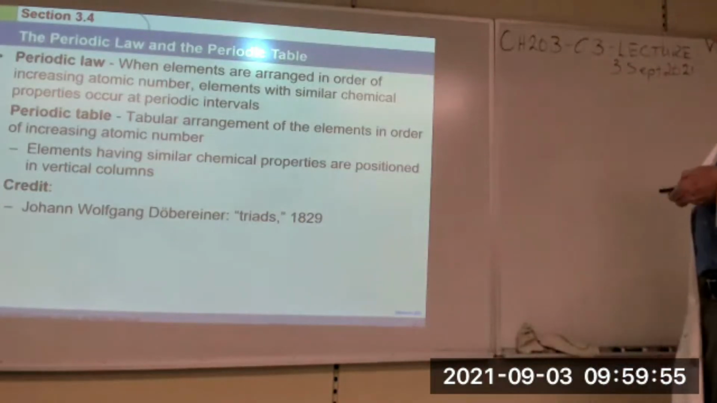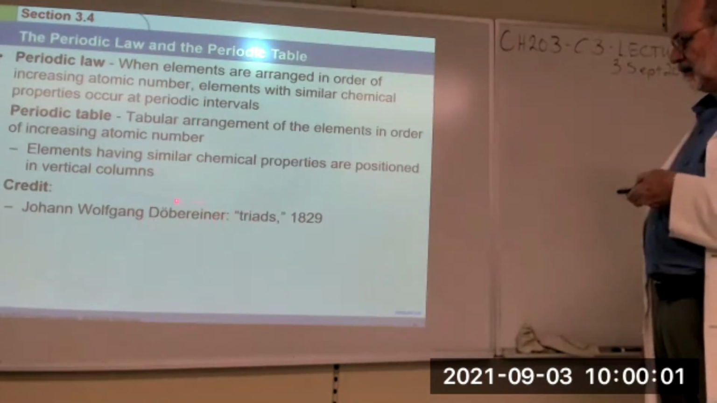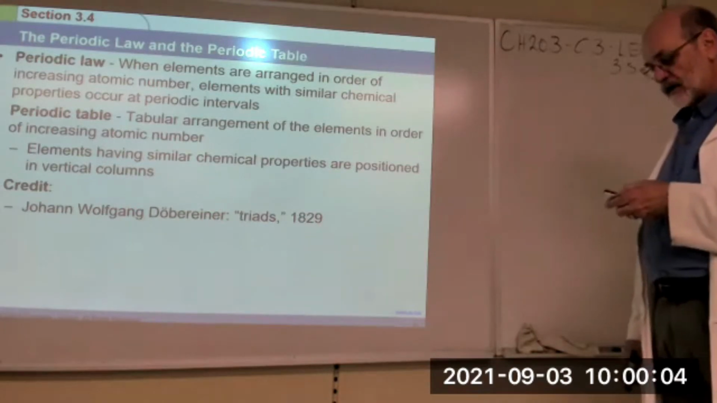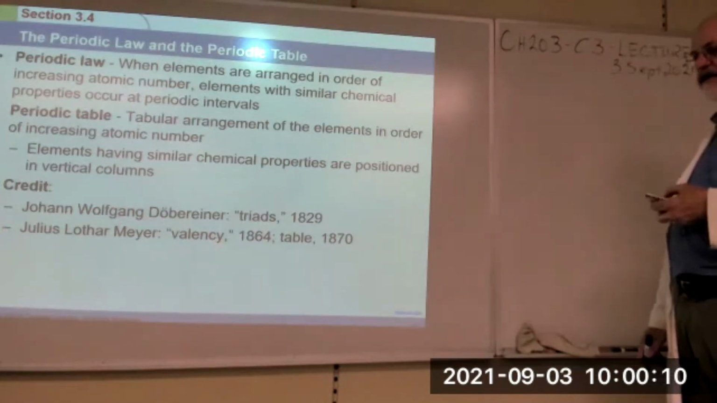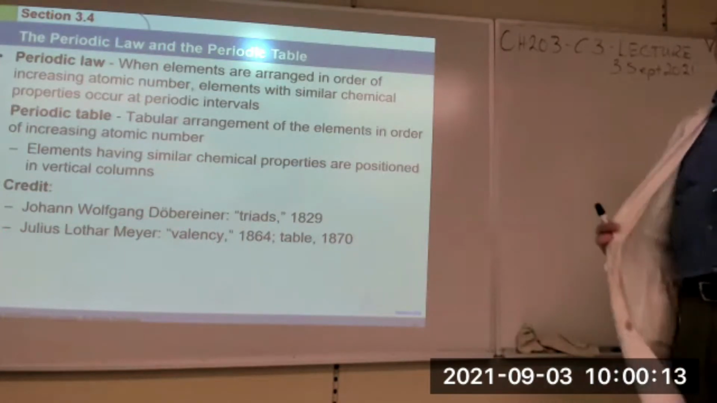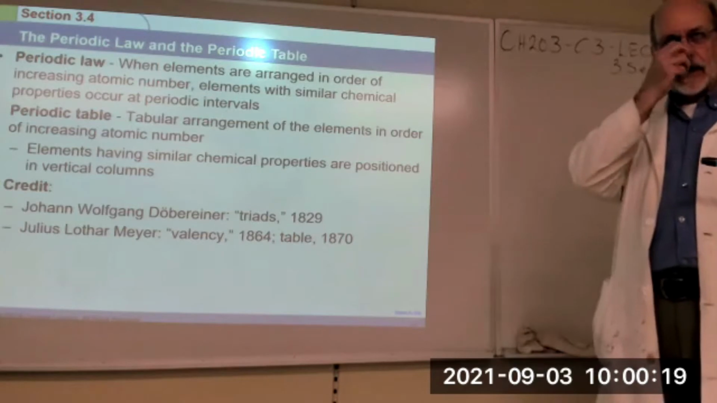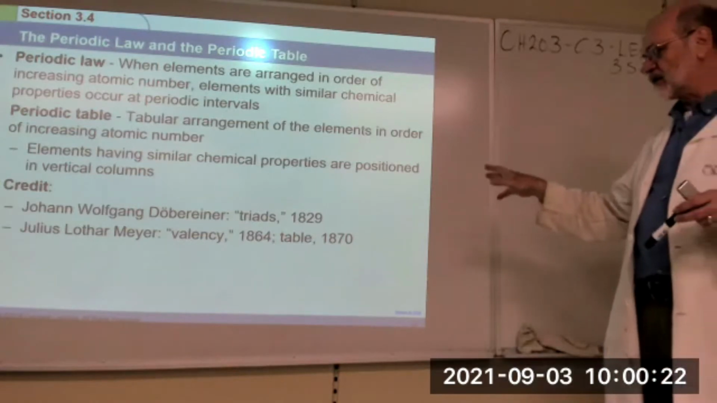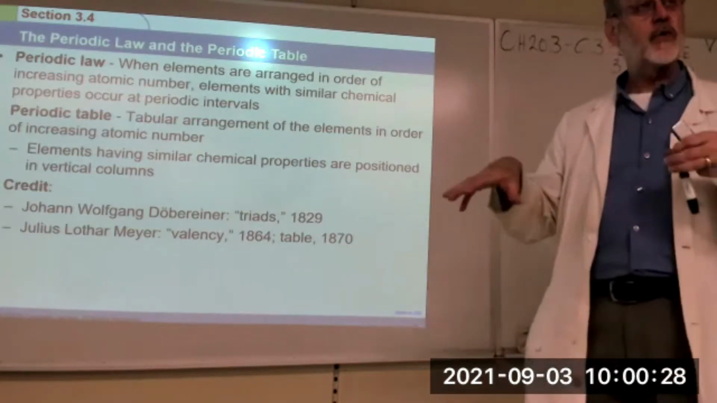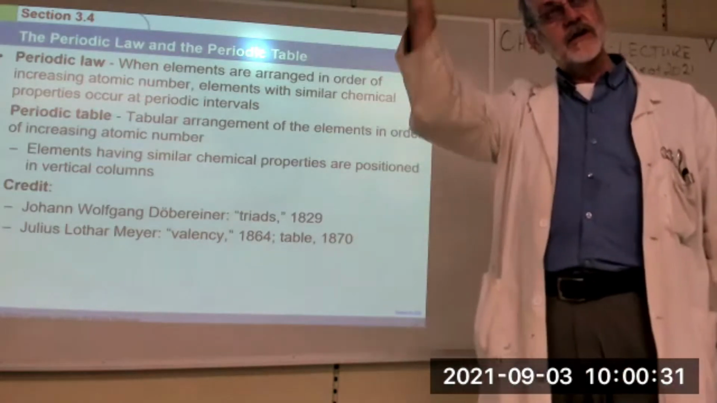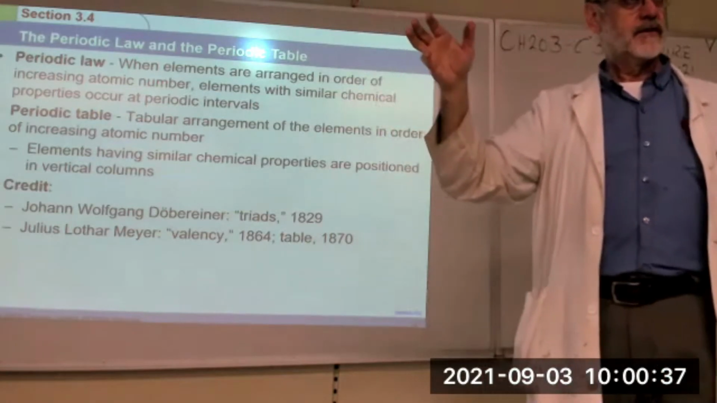Okay, so the triads I was mentioning before were proposed by another German, Dobereiner, in the early 19th century. Then along came Lothar Meyer, and his concept was valency. Valency has to do with the way elements react. Now, at that time, they didn't fully understand what they were saying when they said valency. We know now valency means how many electrons in that outer cloud are available to interact with other elements. Those are the valence electrons.